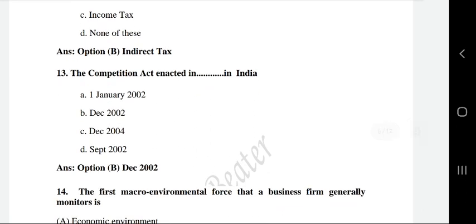Then next question, the Competition Act was enacted in dash in India. Options: 1st January 2002, December 2002, December 2004, and September 2002. The answer is option B, December 2002.